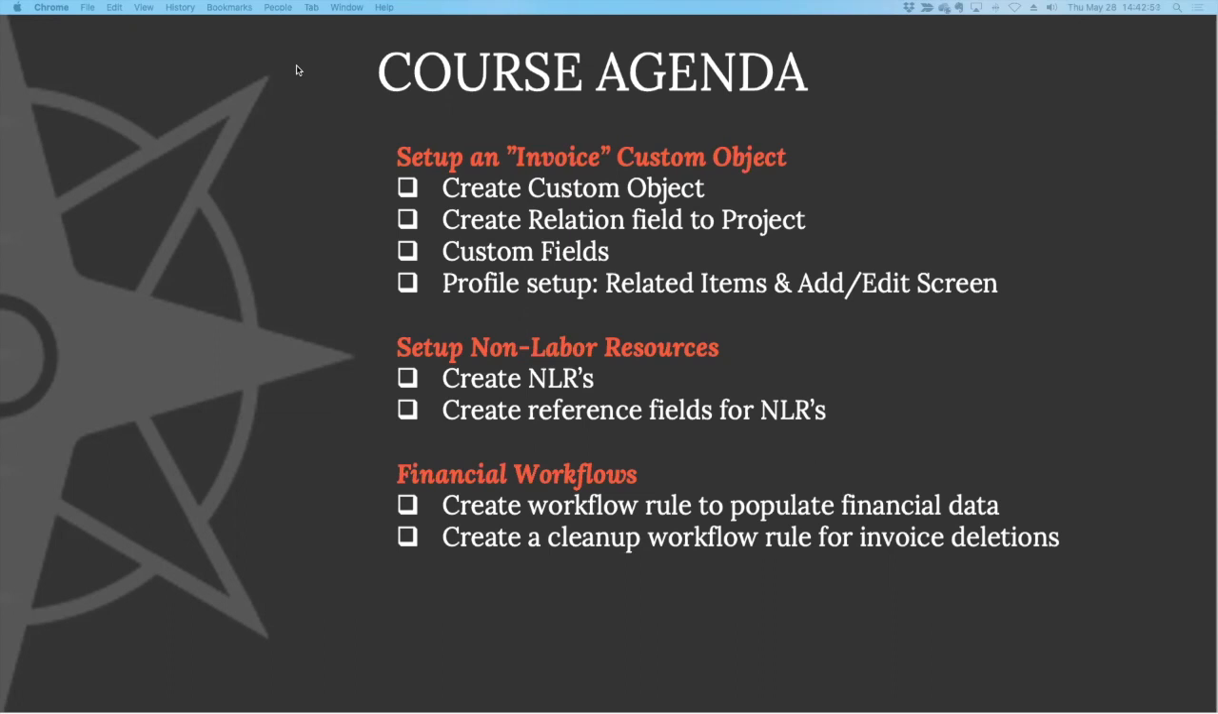Then we're going to create some non-labor resources, or NLRs as we call them, that will help you categorize different costs. So maybe you've got software invoices and you've got hardware invoices and external labor invoices. Of course, there's no limit to the number of categories you can have. We're just going to start with those 3 today. And then finally, we're going to build a couple of workflows that are going to take the financial data from our invoices and add them into the project financial.